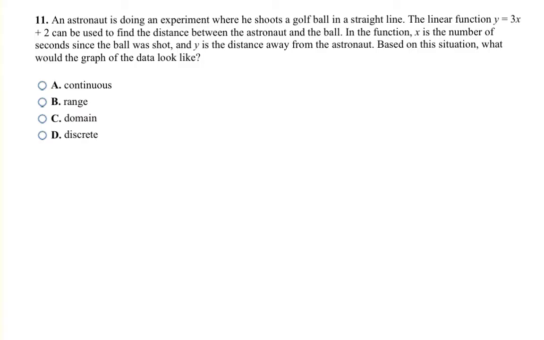So first of all, in these questions, the answers range and domain are just there to throw you off. They're not going to be the answers. You're looking at, is this continuous or is this discrete? So with continuous, I can have fractions and decimals, and with discrete, I can't. When you're talking about distance, you can go 0.6 meters. You can go 18.8 meters. You can have those decimals and fractions. So it's going to be continuous, which is A.